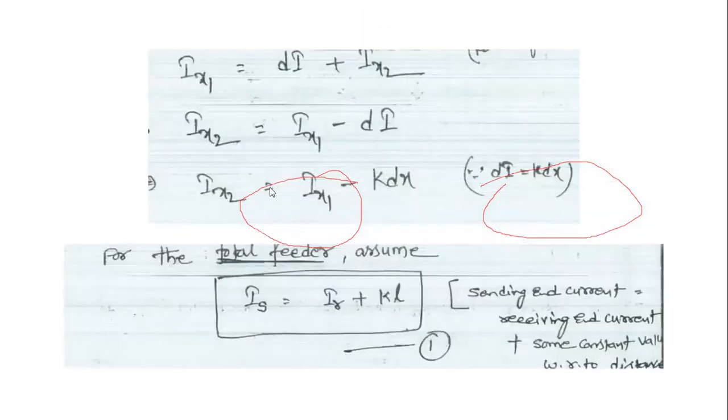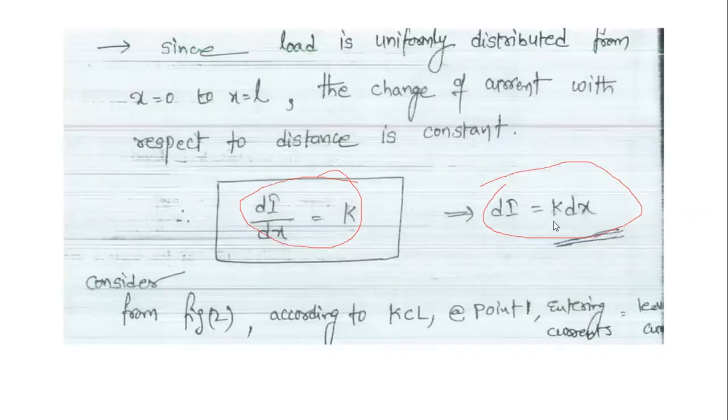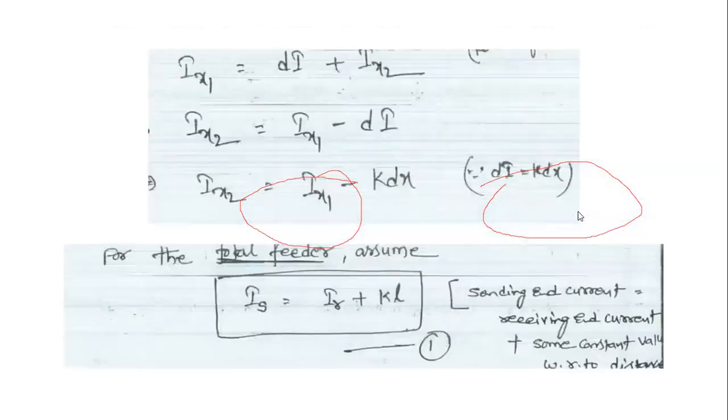Ix2 is equal to Ix1 minus Di. Therefore, substitute Di is equal to k into dx. Therefore Di is equal to k into dx. Substitute this value in this equation. Then Ix2 is equal to Ix1 minus k dx.